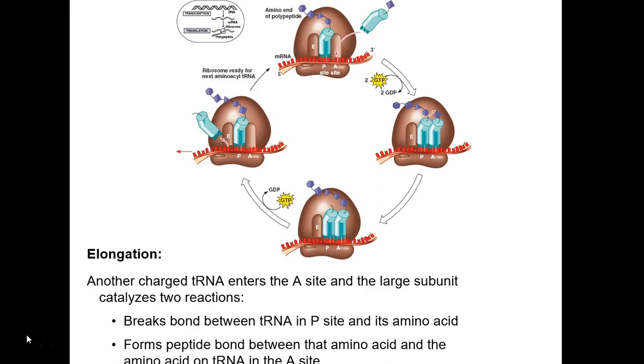After initiation, the next step in translation is elongation. Another charged tRNA enters the A site, and the large subunit catalyzes 2 reactions. First, the bond between the tRNA and its amino acid in the P site is broken. Next, a peptide bond forms between the amino acid in the P site with the amino acid on the tRNA in the A site.